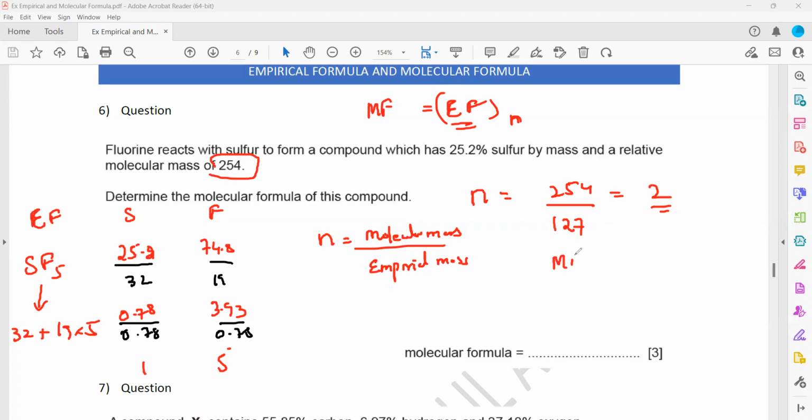So we have the formula. Molecular formula is empirical formula times N. Empirical formula is SF5 and N is equal to 2. So this 2 will be multiplied with sulfur. It will be multiplied with fluorine. So it will be S2 and F2 multiplied by 5, 10. So S2F10. That's the molecular formula. Is it clear, this one?